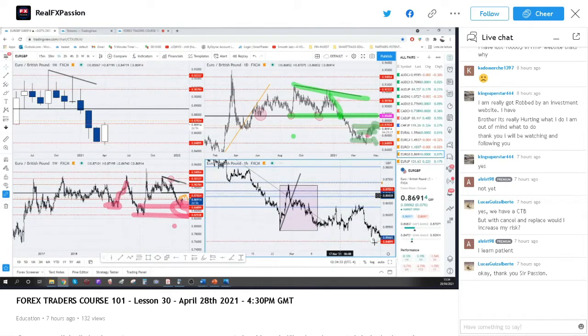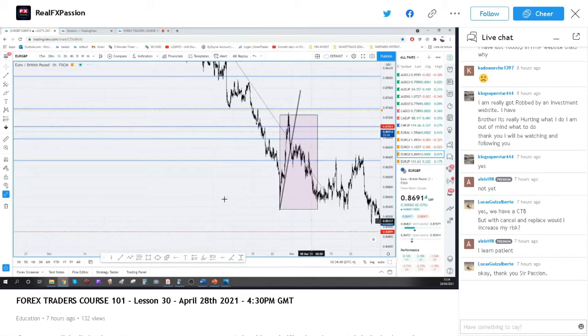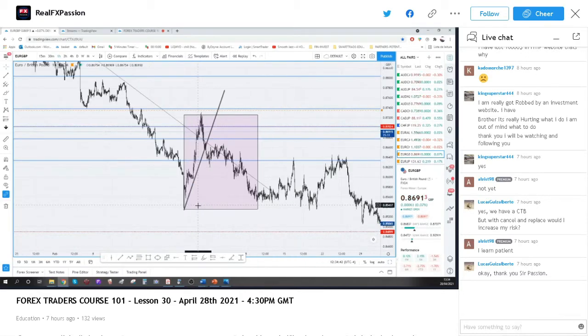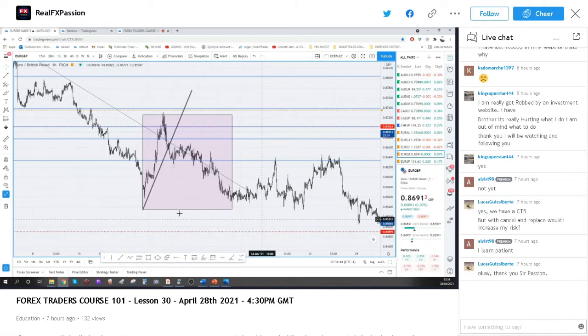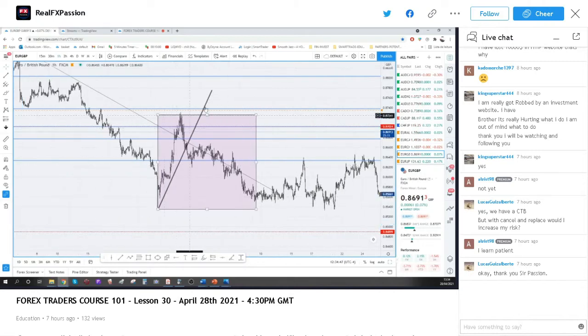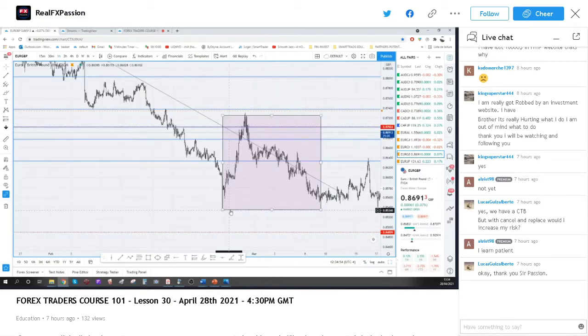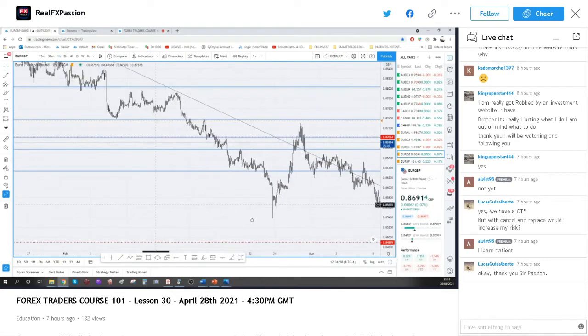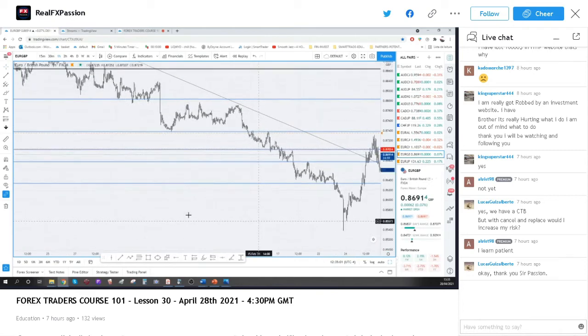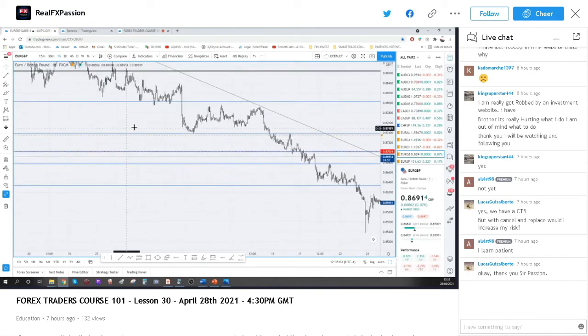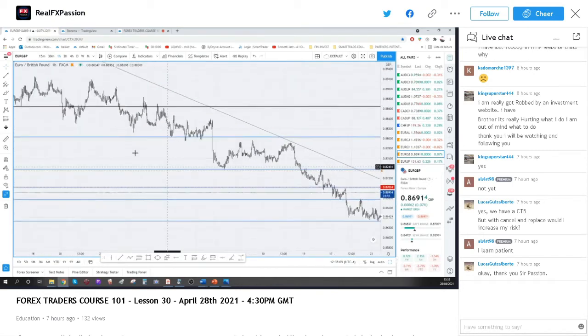Okay, everybody. So one more time, let's open the Euro GBP 1 hour chart, and we're going to talk about how to sell bearish candlestick formations in a downtrend, right? And we have here a beautiful downtrend starting from in here.